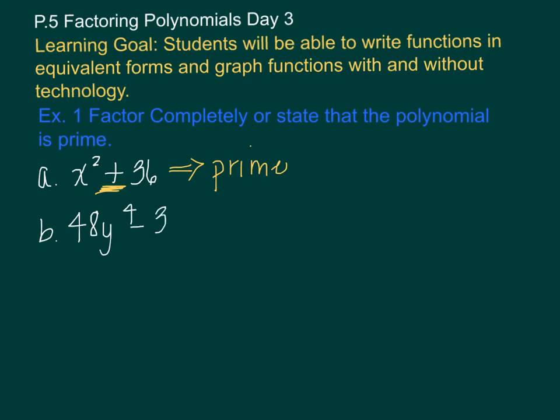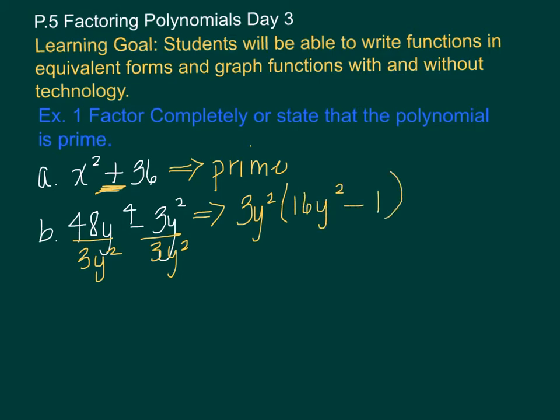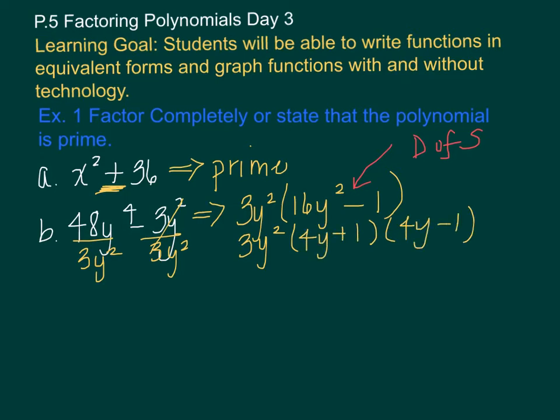B, 48y to the fourth minus 3y squared. Look for that GCF. So my GCF is 3y squared. And that leaves me with 16y squared minus 1, because this divides evenly. And now I have a difference of squares. So this has to go further to 4y plus 1, 4y minus 1. And that is factored completely.